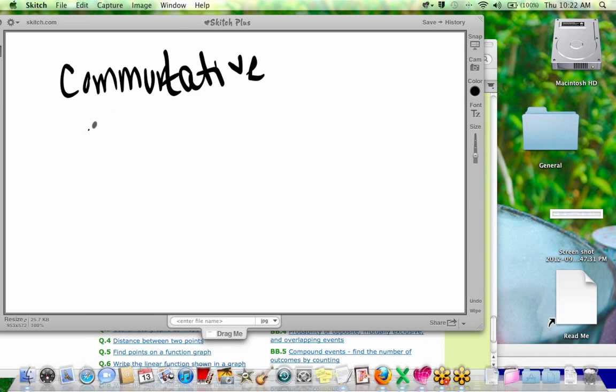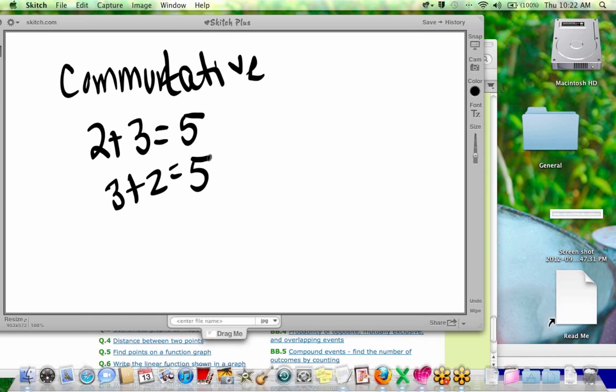I'll write an example and then you can tell me what the property is. That's an example. Okay, Simon, your microphone's back on. Do you want to tell us what the commutative property is? It's whichever way you write an expression, the answer is still the same. That's correct.